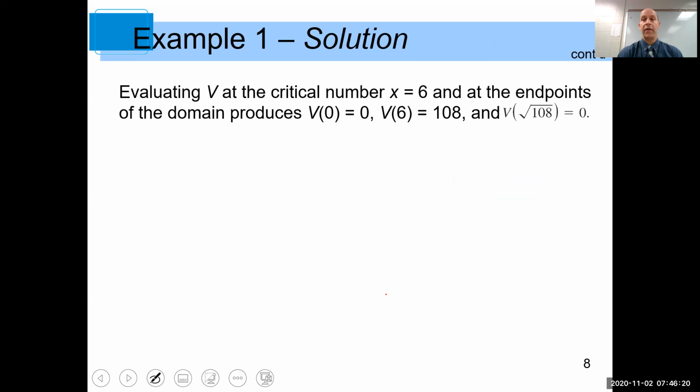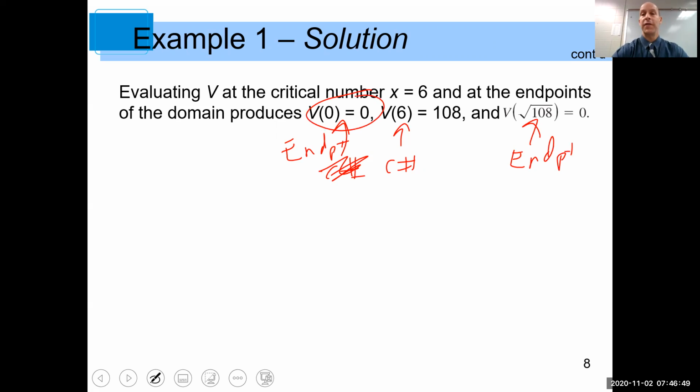And so we can go ahead and evaluate this to figure out what our volume is going to be. If x is 0, that's one of our endpoints, and that turns out to have a volume of 0. If x is 6, we get a volume of 108. And if we do V of the square root of 108, that's the other endpoint.